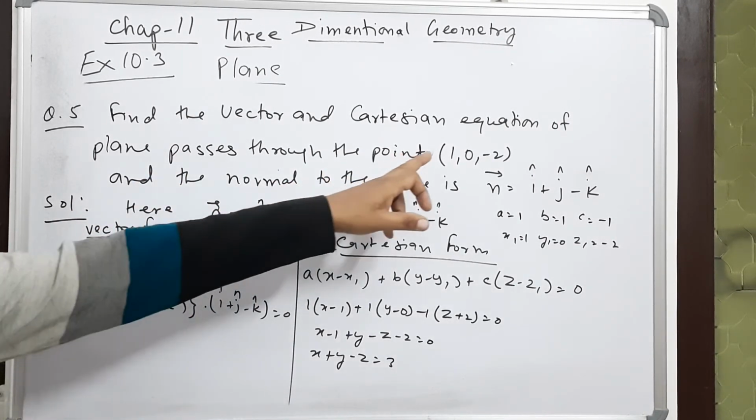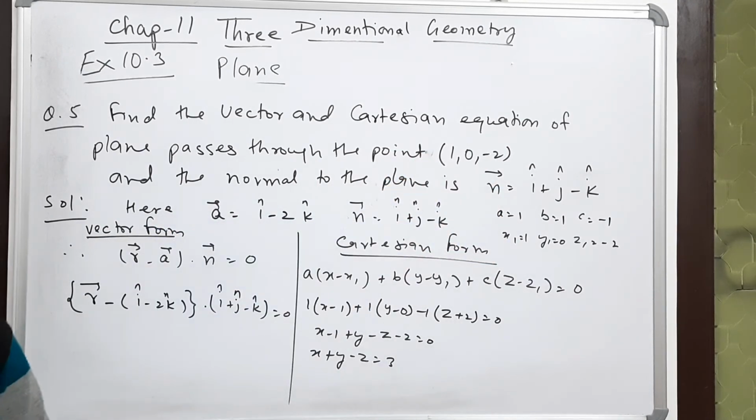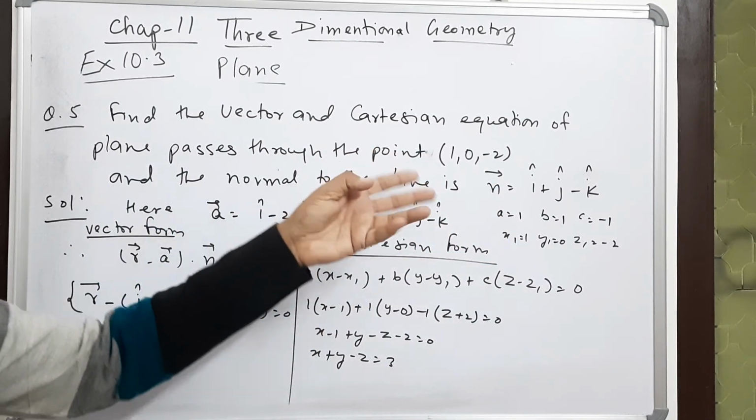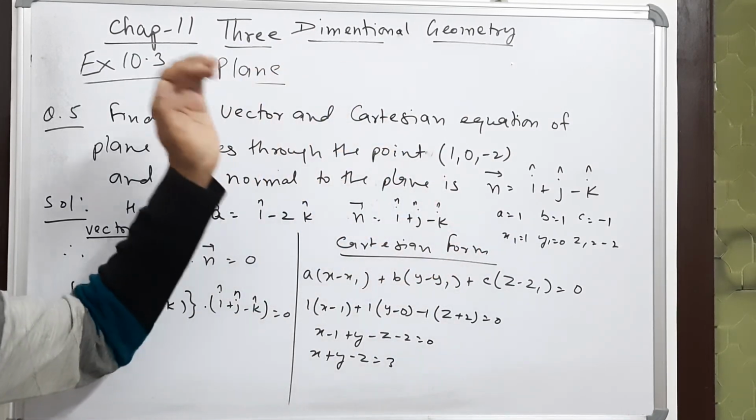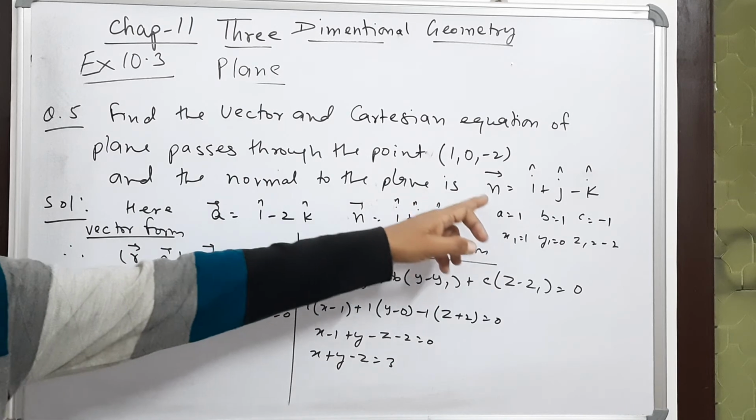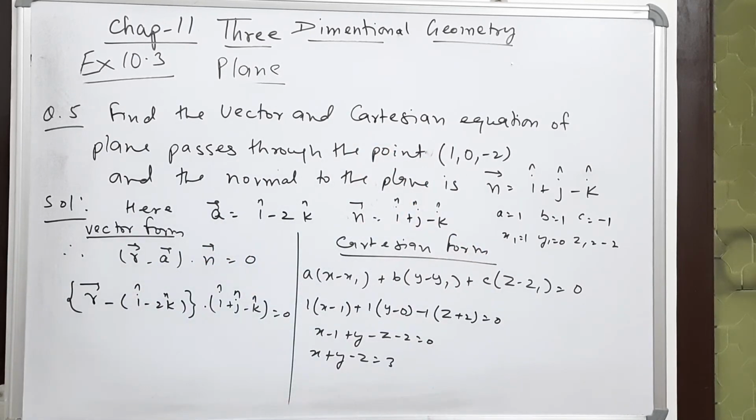What is given here? A point is given and the normal is given. We can say point normal form. Point is given, normal is given. You have studied in the 11th class the point slope form, which is very close to that only. So in this way we can find the equation of the plane.